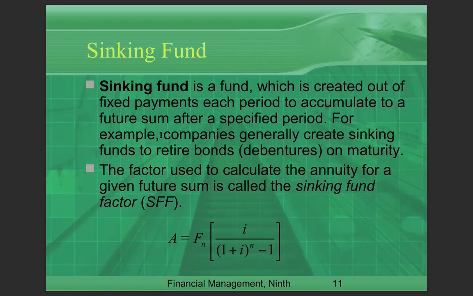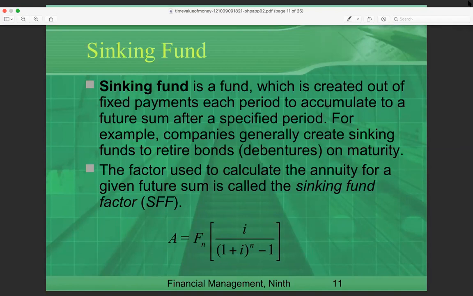A sinking fund is created out of fixed payments each period to accumulate to a bigger sum after a specified period. For example, companies generally, as in the example I told you. And the formula is: A, the annuity, which is the contribution you have to make annually, is equal to the future value, 50 lakhs, multiplied with I divided by (1 plus I) to the power n minus 1. If the rate of interest is, let's say, 10%, that is 0.10 divided by (1.1 to the power 15) minus 1, which gives you the value that you have to contribute annually.